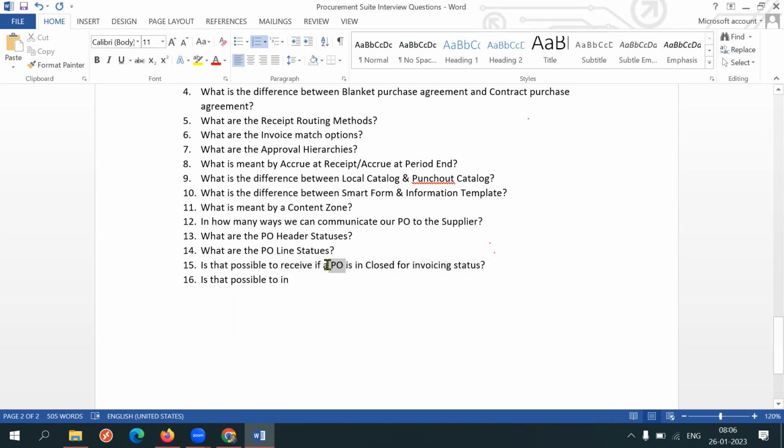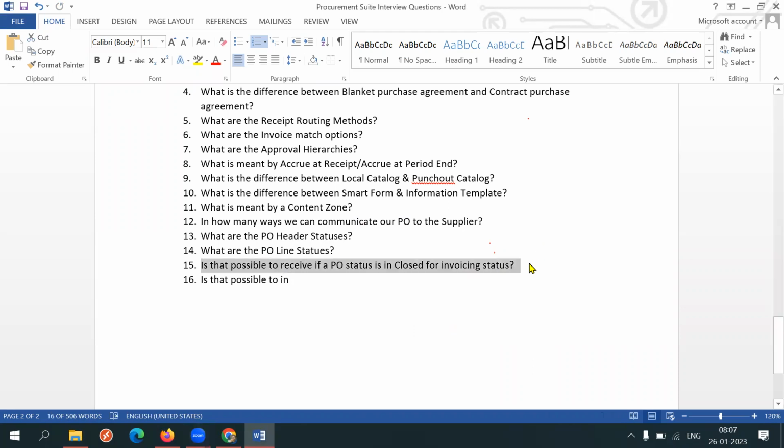I'm just asking you in the context of a PO. Is it possible to receive if the PO status is closed for invoicing? Yes or no? Yes. If you say no, that's it. Your entry is gone. One question, one answer, gone entry.